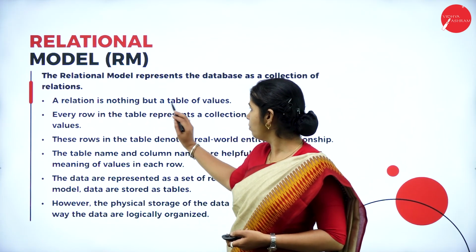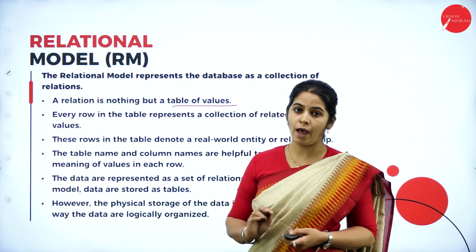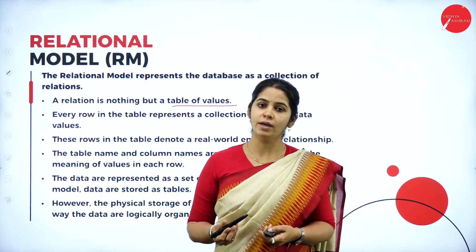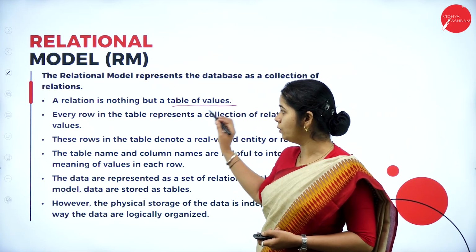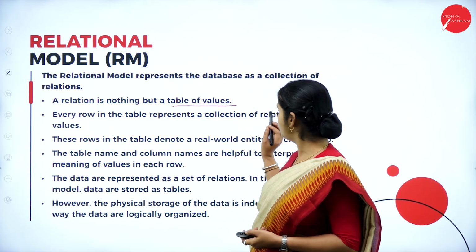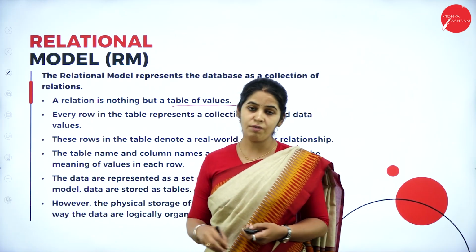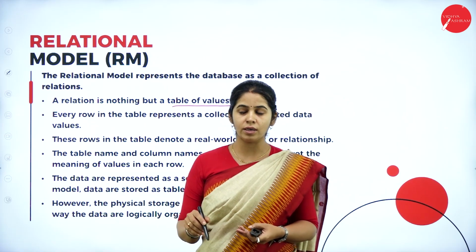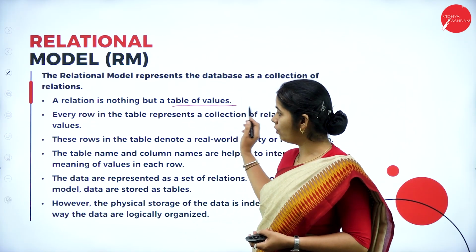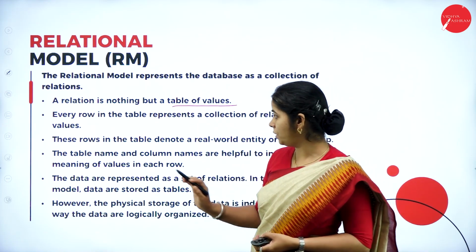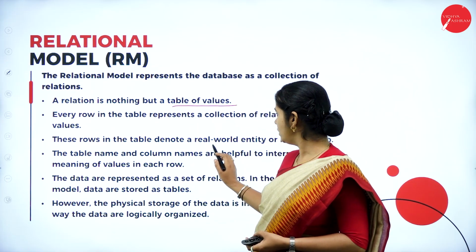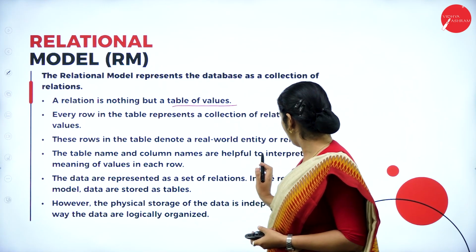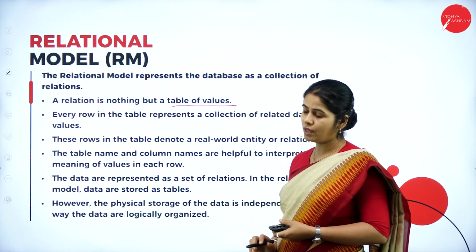A relation is nothing but a table of values. We are representing every relation in the form of tables with values. Every row in the table represents a collection of related values. If we say it's a table, we should have a combination of rows and columns, right? Every row gives you the values related to a particular entity. These rows in the table denote real-world entities. The table name and the column names are helpful in interpreting the meaning and the value of each row.